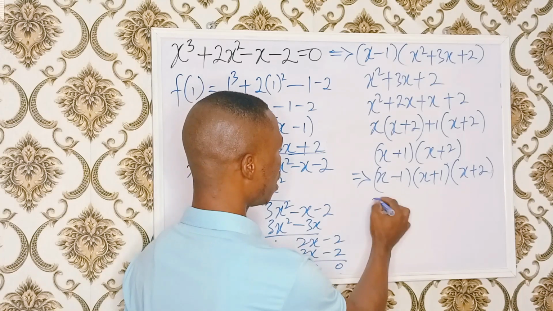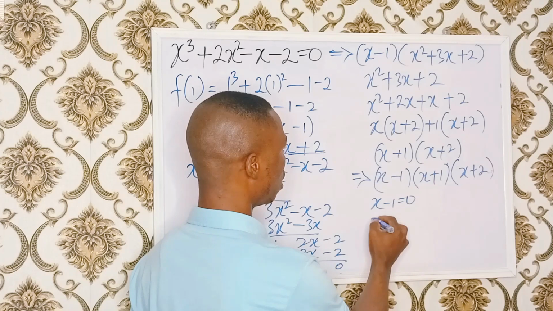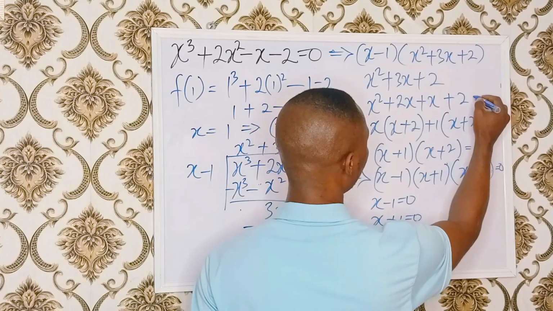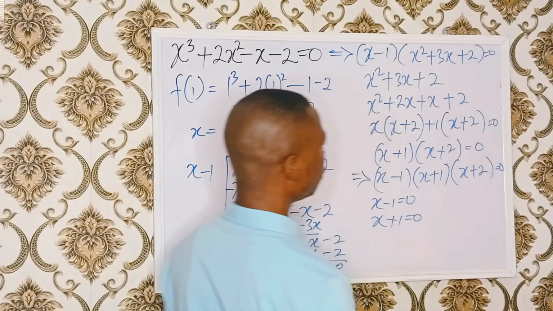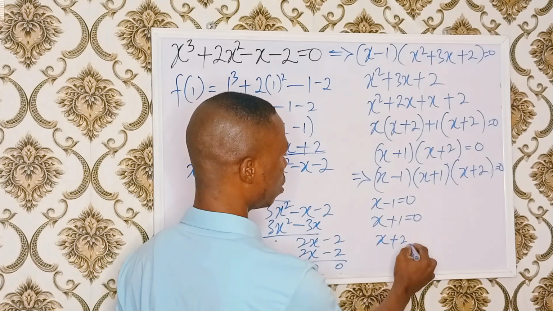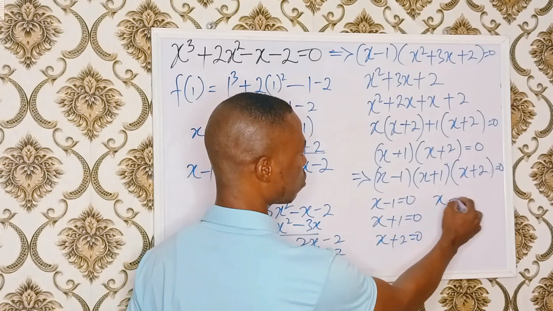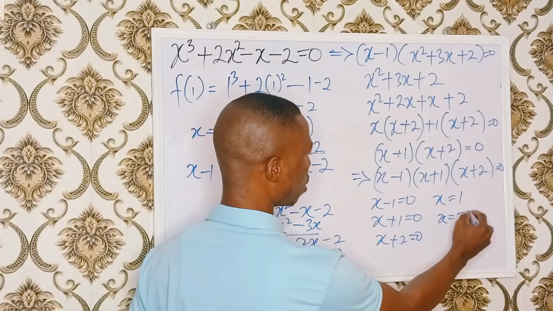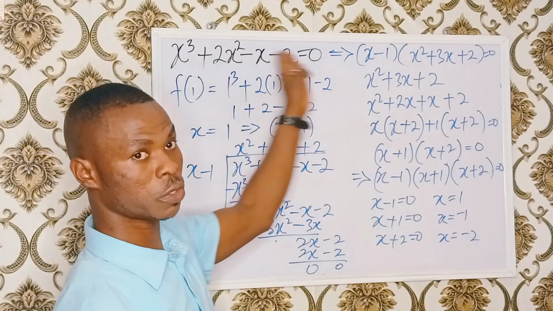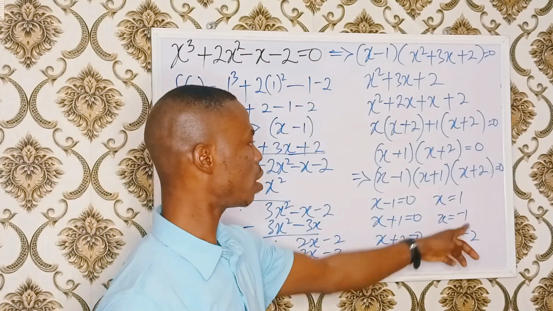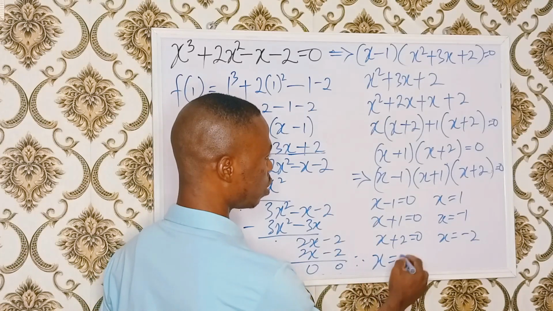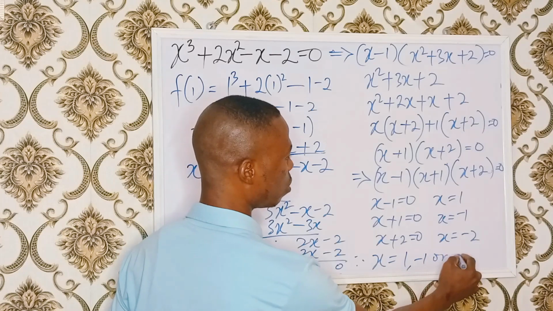So x minus 1 equals 0, x plus 1 equals 0, x plus 2 equals 0. All of this equals 0, remember? So from here, x equal 1, then x equal minus 1, and x equal minus 2. Okay, so the roots of this polynomial are x equal 1, x equal minus 1, and x equal minus 2. Therefore, x could be 1, minus 1, or minus 2.